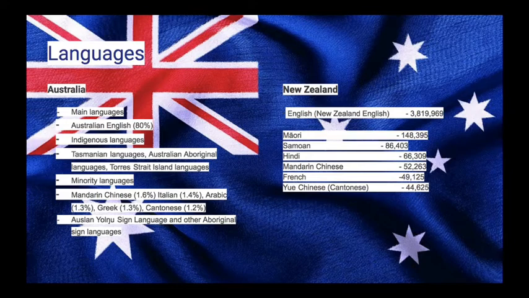For the languages, Australia's main language is Australian English. There are other indigenous languages such as Tasmanian languages, Australian Aboriginal languages, and Torres Strait languages. For minority languages, there are Mandarin Chinese, Italian, Arabic, Greek, Cantonese, and other sign languages that Aboriginals speak. For New Zealand, the top language is New Zealand English, which the majority of the people speak. The others are Maori, Samoan, Hindi, Mandarin Chinese, French, and Cantonese.